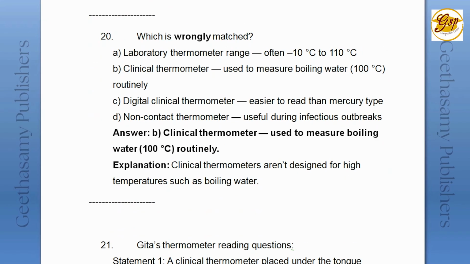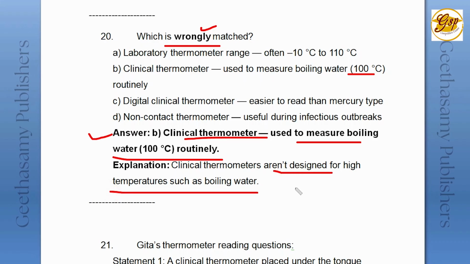Then the 20th question, which is wrongly matched. Laboratory thermometer range, minus 10 degrees centigrade to 110 degrees centigrade. Clinical thermometer is to measure boiling, 100 degrees centigrade. Digital clinical thermometer, easier to read than mercury type. Non-contact thermometer, useful during infectious outbreak. So B is the wrong one because a clinical thermometer is used to measure the boiling. No, they are not designed for high temperature boiling water.